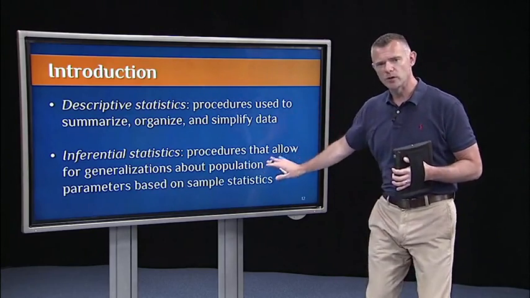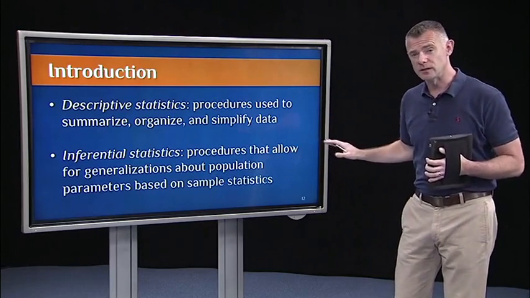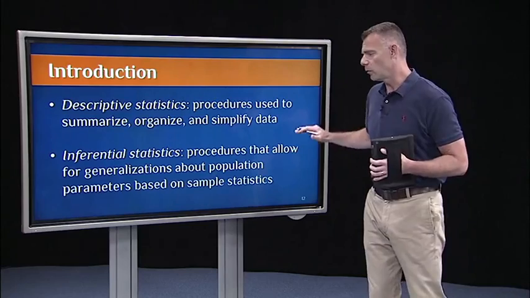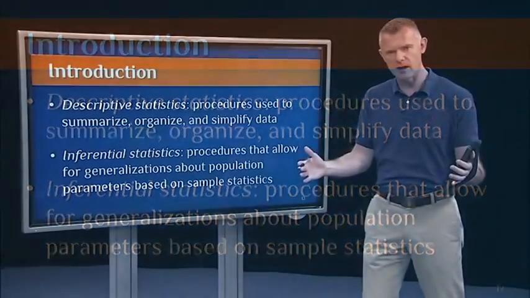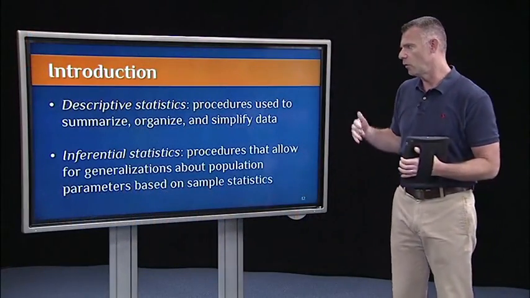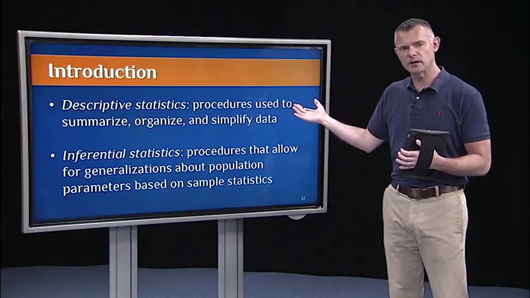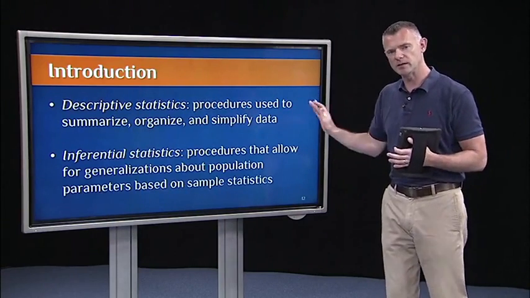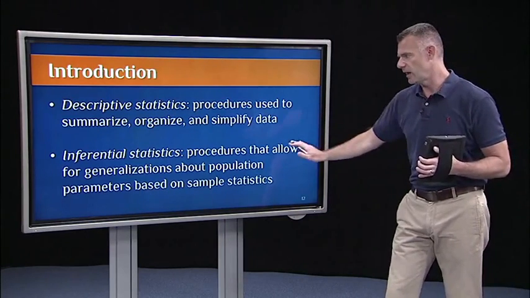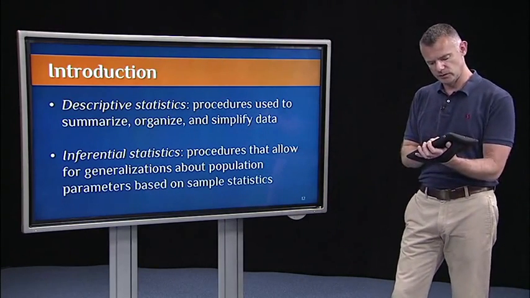We'll then move on to the more difficult task of inferential statistics, which is where we'll learn procedures where we allow for generalizations about the population parameters from the sample statistics. Again, we typically can't get our hands on the entire population, so we'll look at our sample statistics and we'll try and make inferences about the population based on those statistics. That piece is called inferential statistics.